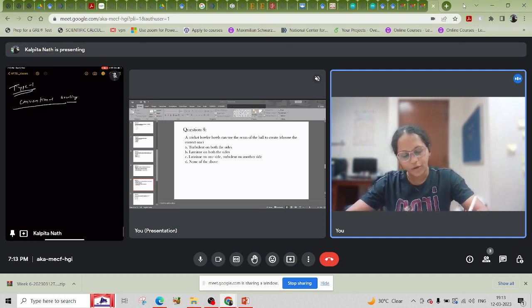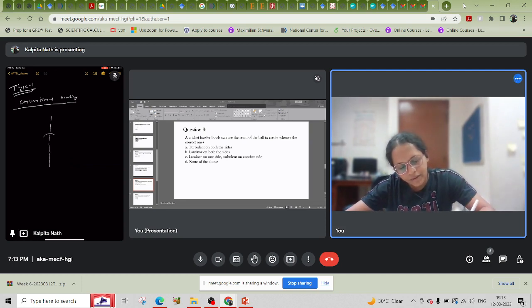Now for new balls, what is happening? This is the vertical. This is the ball and this is the seam of the ball. It is at an angle to this vertical line. The seam is at an angle to the vertical line. Here there is no disturbance in the flow, so it will be laminar flow. And here, because of the seam, the seam will disturb the flow and there will be turbulent flow.